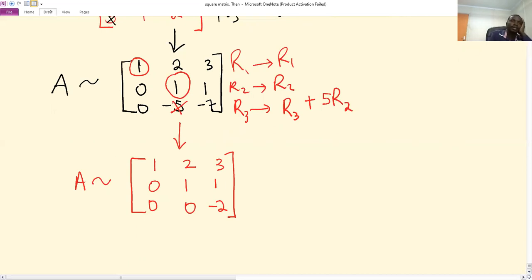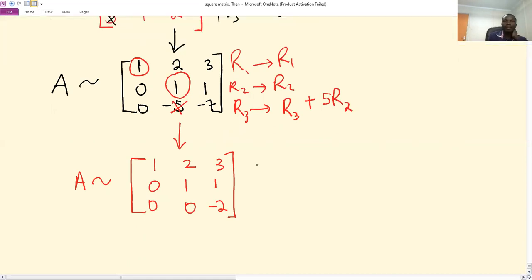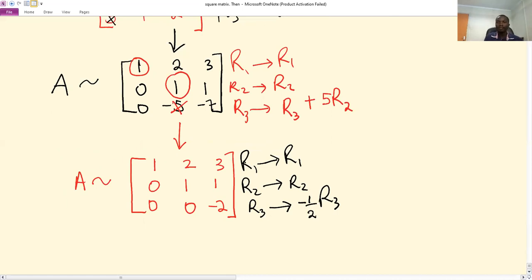To get the final answer, row 1 remains row 1, row 2 remains row 2, and row 3, so that I ensure this is 1, I multiply by -1/2.